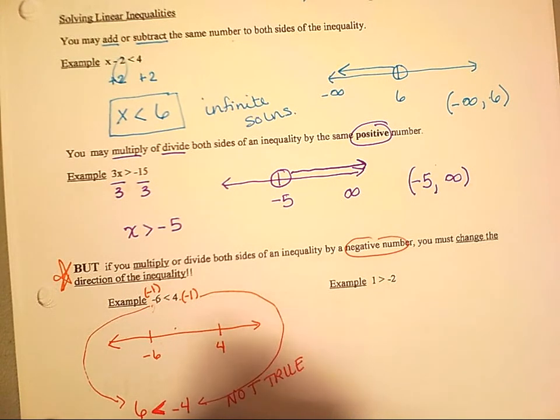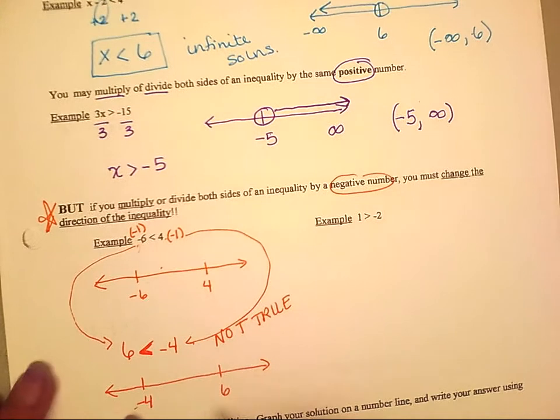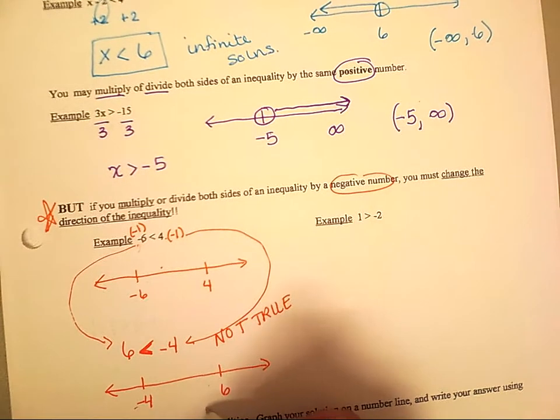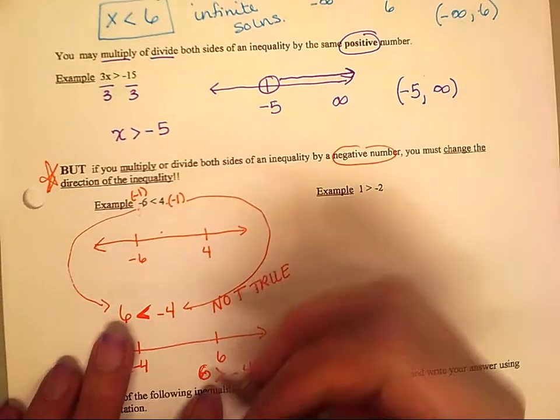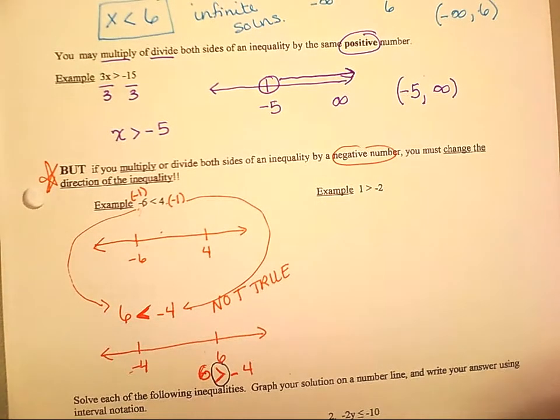Because if you look at it on a number line, 4 is down here, and negative 4 is down here, and positive 6 is up here. The truth is that 6 is greater than negative 4. Okay. So this is what we're talking about. You'll need to flip the inequality.